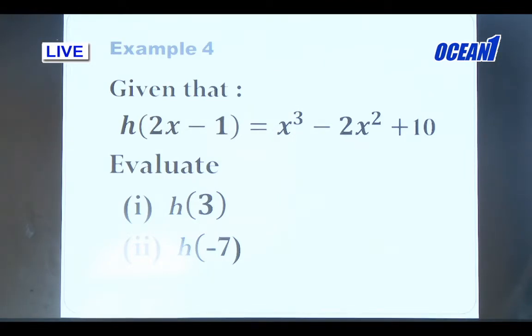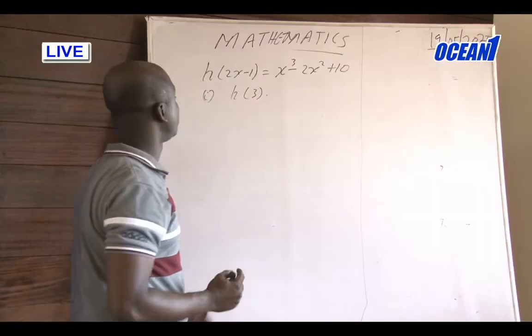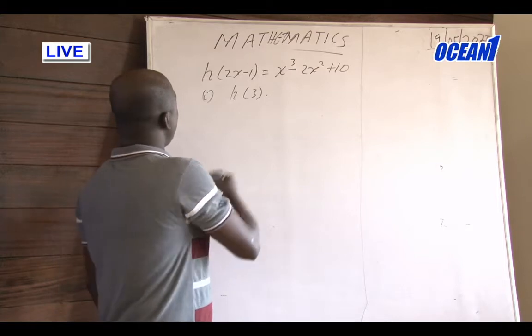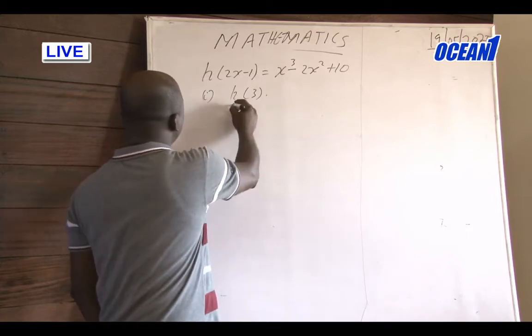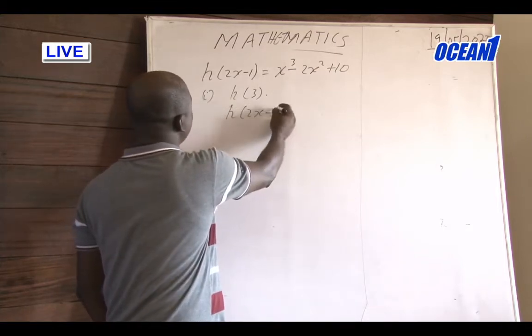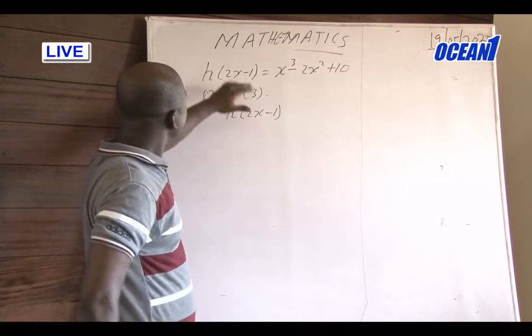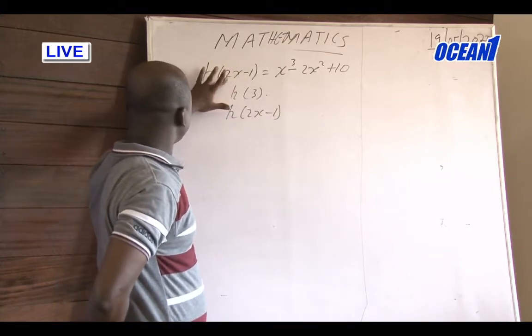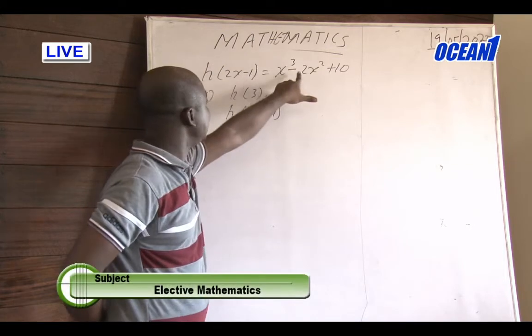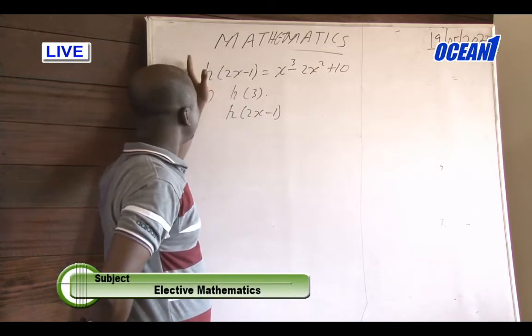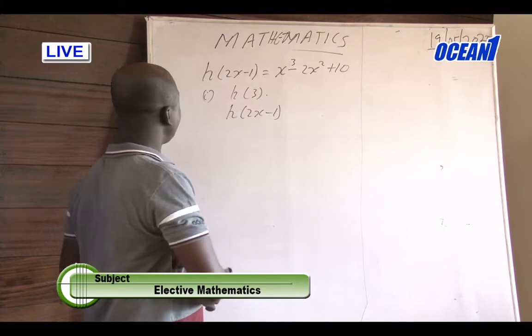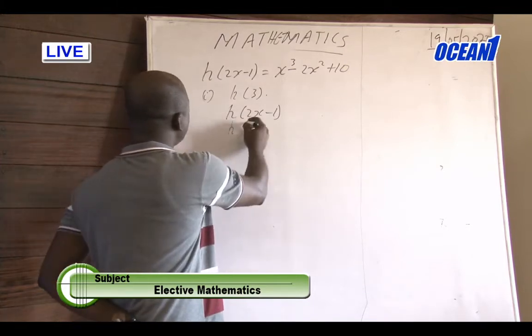Let's continue with our solution quickly, since time is not on our side. We have to make lots of observations on this. This is h of 2x minus 1. This is saying that when the expression in the bracket is 2x minus 1, then we should put only the x in the right hand side. So we should compare the left with the right. A simple way we can go about that: we are evaluating h of 3.